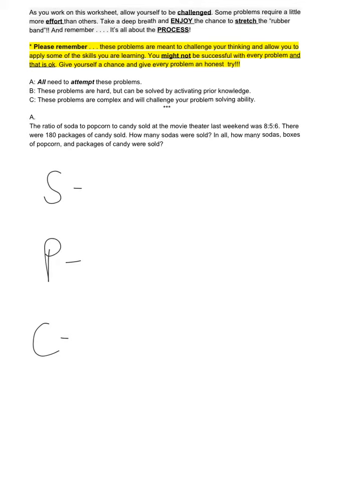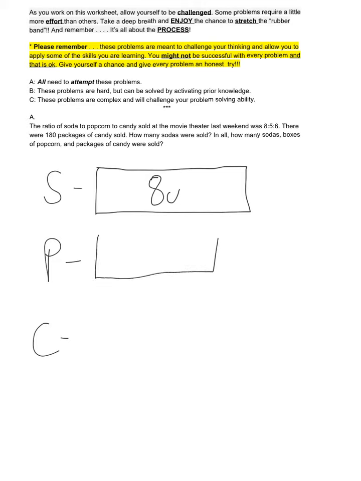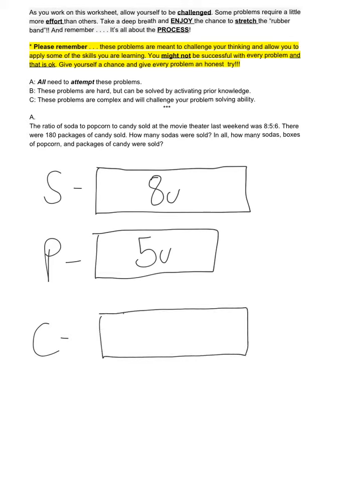So I would give soda 8 units. Now to save a little bit of space, I'm just going to write an 8U instead of drawing out all the bars. For our popcorn, gets 5 units, so a 5U. Now the candy that was sold would get 6 units. Now I'm going to go ahead and draw those in. So 1, 2, 3, 4, and 5. So now it wants to know how many sodas were sold, and of course in all how much was sold.